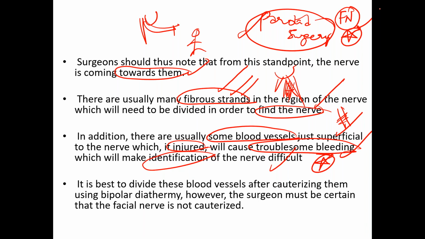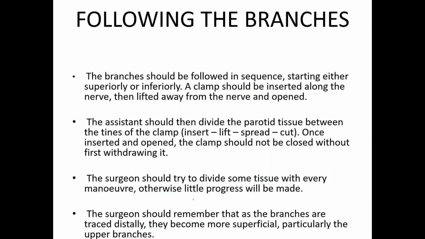It is better to divide the blood vessels. You have to cauterize the blood vessels with bipolar diathermy. However, the surgeon must be certain the facial nerve is not cauterized. The facial nerve has to be saved. Blood vessels have to be cauterized if they are coming in the middle. How do you follow the branches of the facial nerve? You have to follow in a sequence, starting either superiorly or inferiorly.